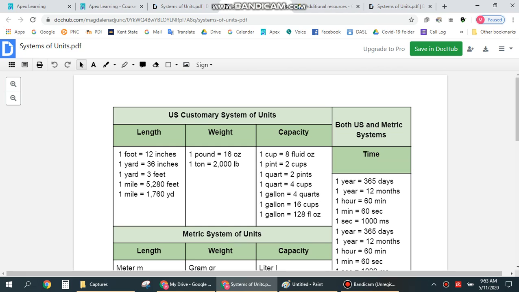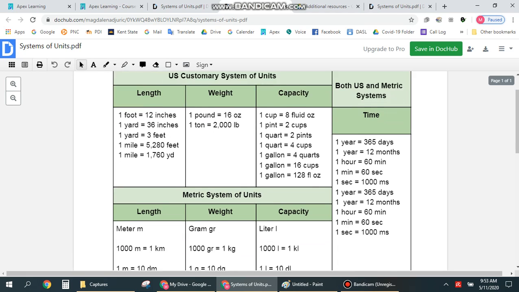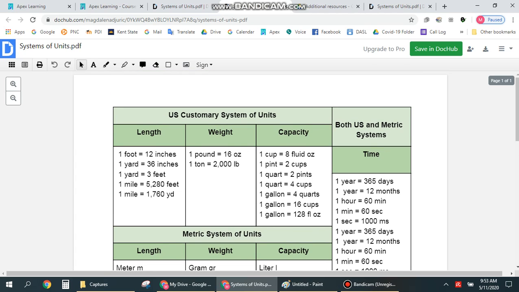So you can see we have two systems of units. One is a US customary system of units, and the other is a metric. The first one, US customary system of units, is the old one, developed by British people, and it was based actually on body parts. So you can see 1 foot is 12 inches, then 1 yard is 36 inches, or 1 yard is 3 feet, 1 mile is 5,280 feet, and so on. So this is for measuring length.